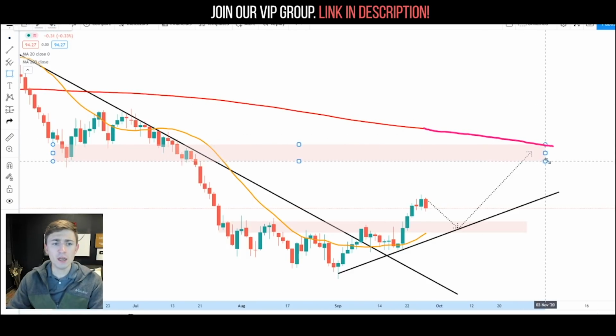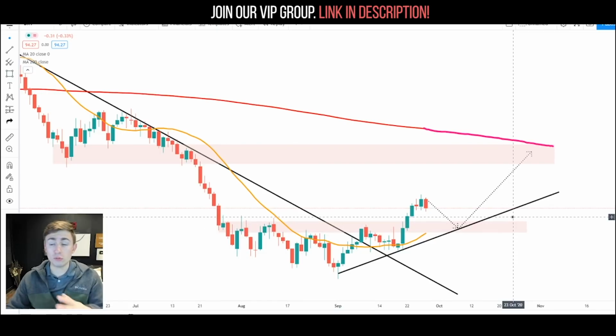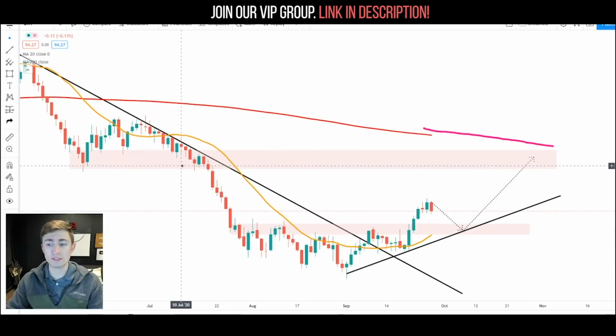Now, if you don't trade with the DXY or you don't look at it, I definitely think it's worth looking at because it does give you an overall picture of what the US dollar is doing.